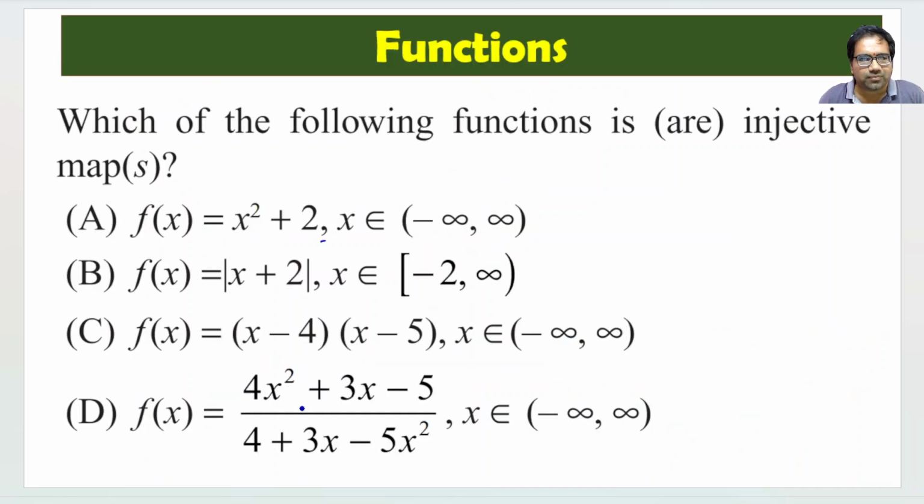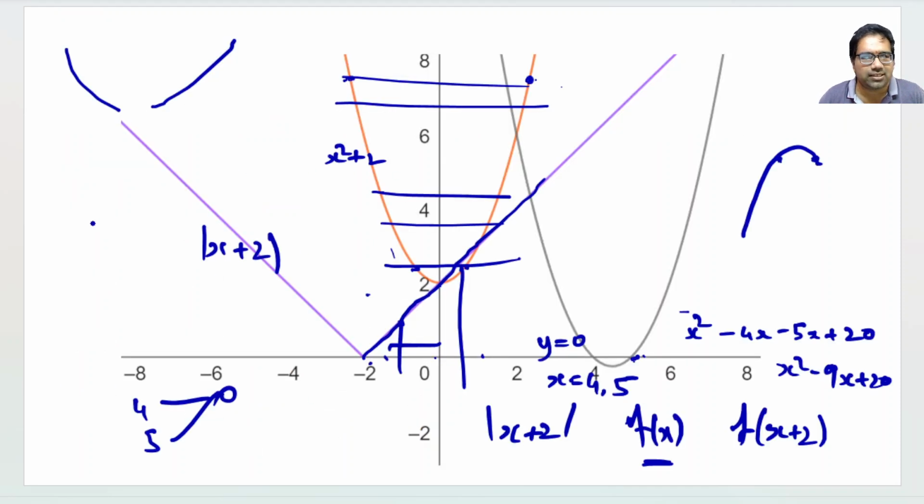Now the fourth one, (4x square plus 3x minus 5) by this thing. This is a rational equation, right? It's a ratio of two quadratic equations. But we don't need to worry much about this, because if you see the numerator, 4x square plus 3x minus 5.